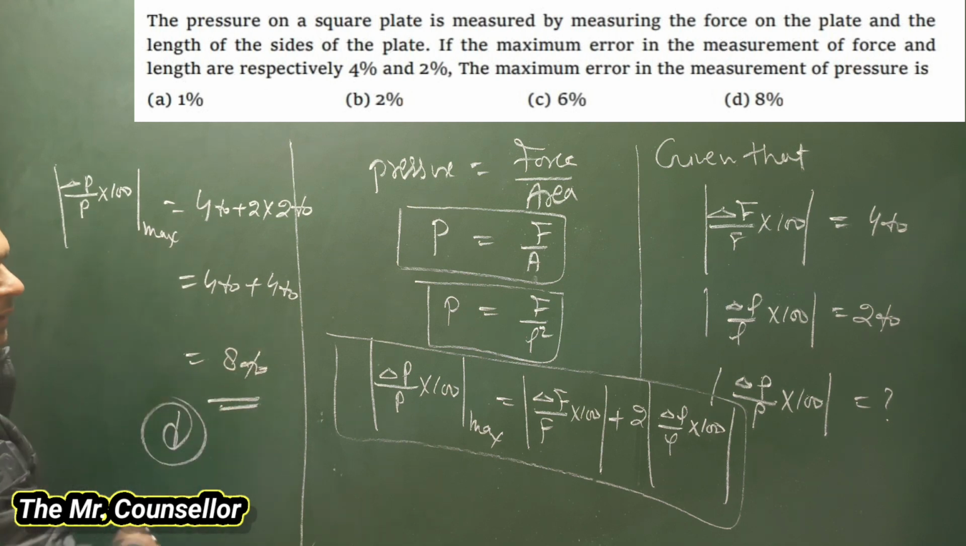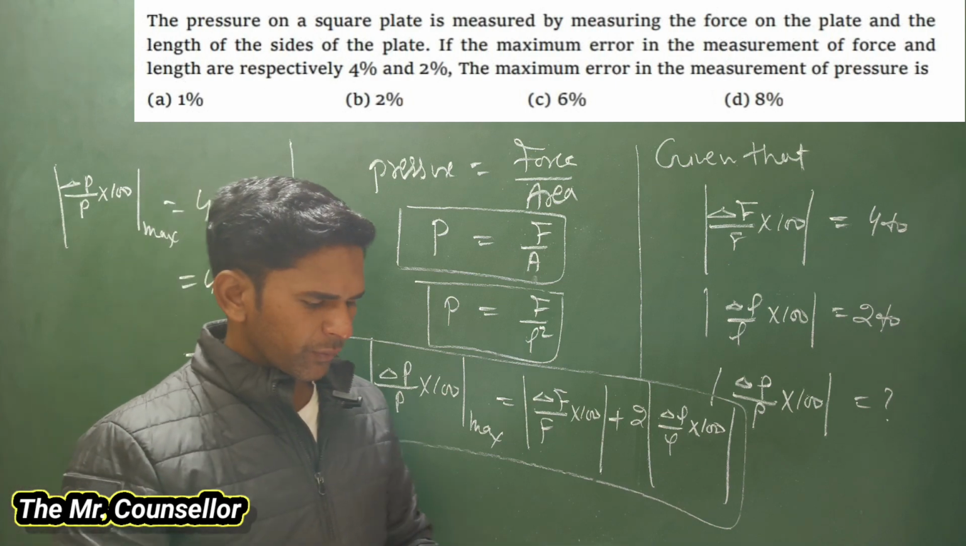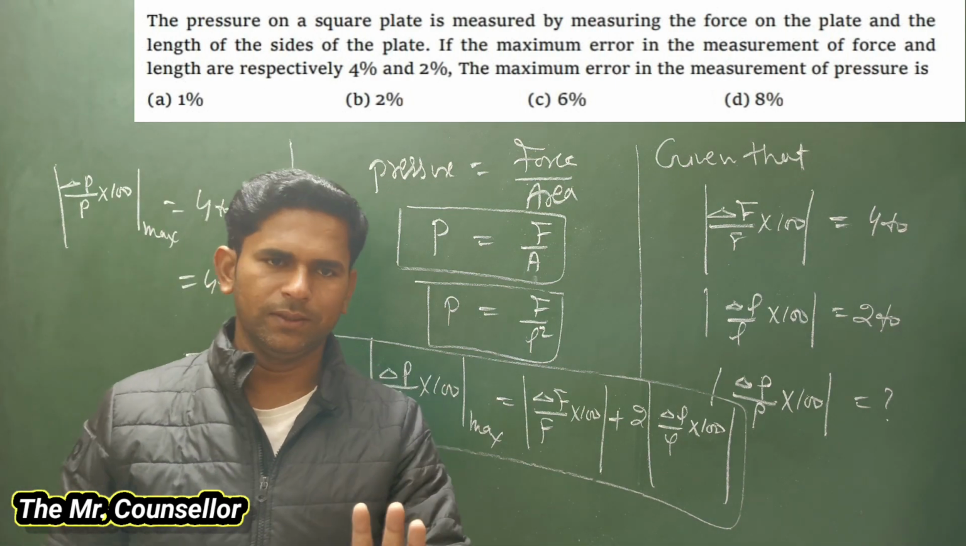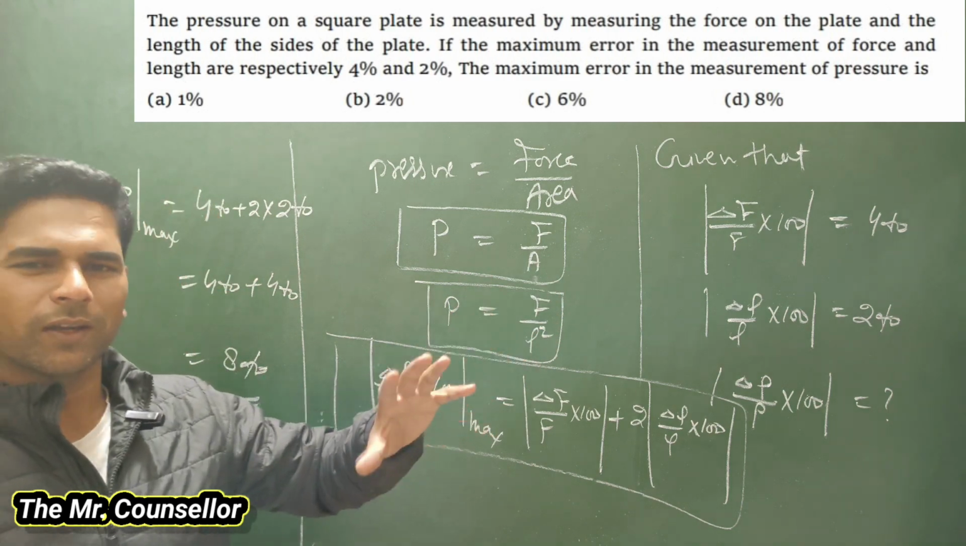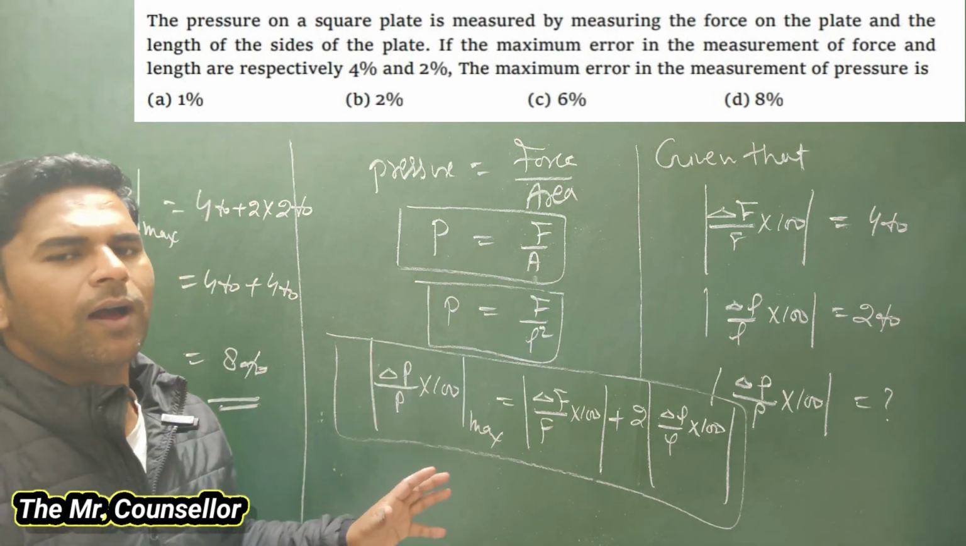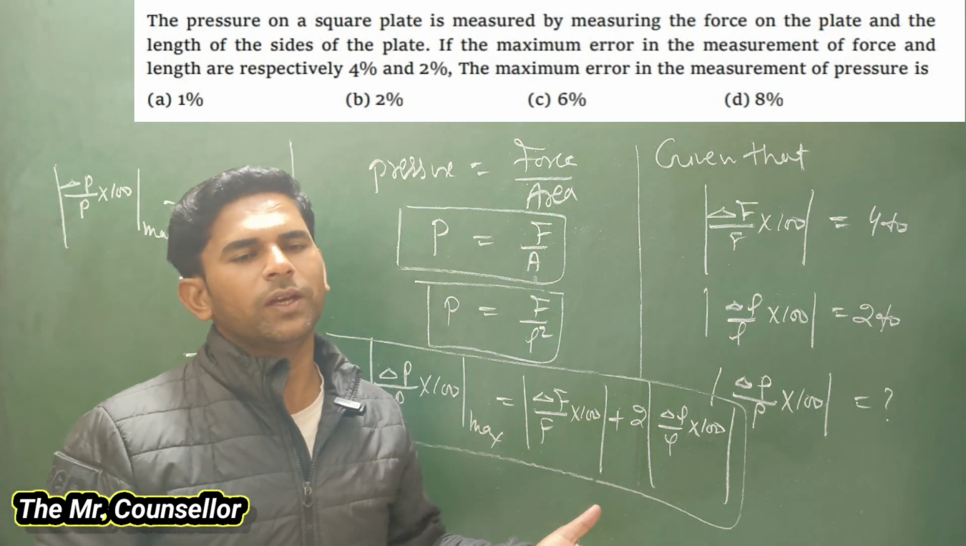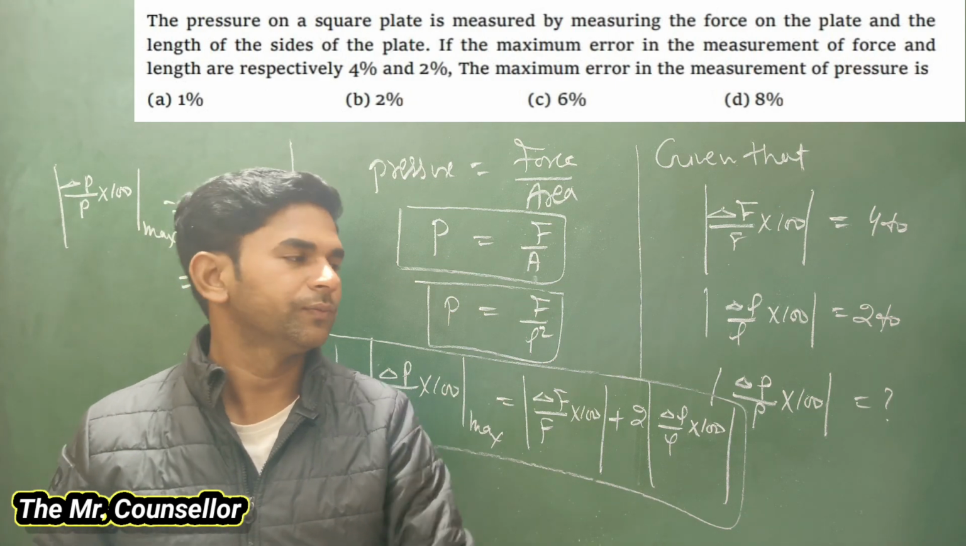So which option is correct? You can see option D is the right answer of this given problem. Very simple condition. If a formula is given, you need to write that formula in the form of percentage error. After that you can place the values, then you will get the answer.